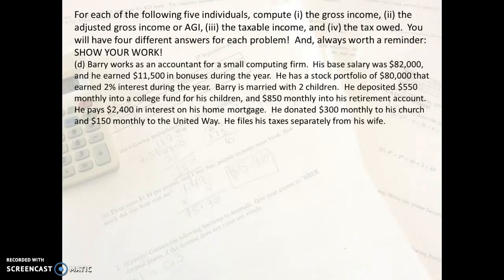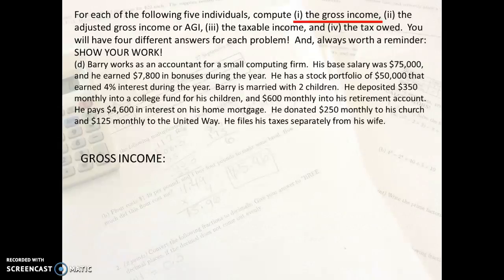All right, so this one's straight from the homework. I've got an accountant. He's got base salary, bonuses, stocks, and all sorts of donations, college fund, retirement. Lots of numbers coming on here. We're going to break it down step by step. But first, I'm going to change all the numbers, because you'll solve it for the regular homework, and you can see my concepts going on right here. So let's break it down.